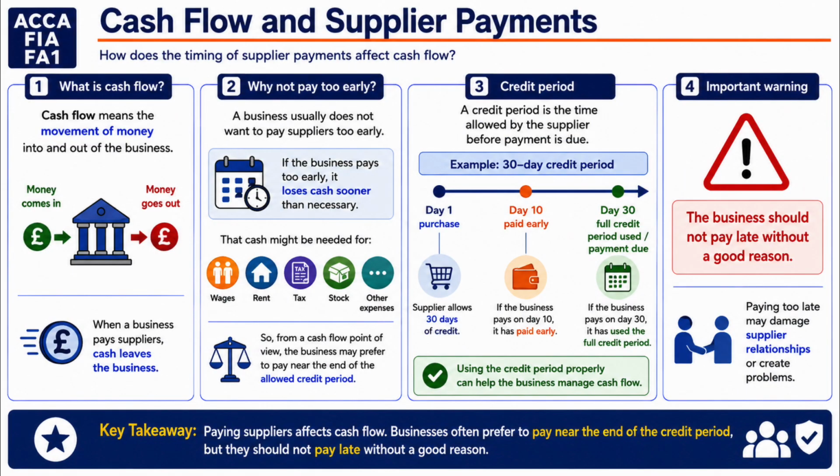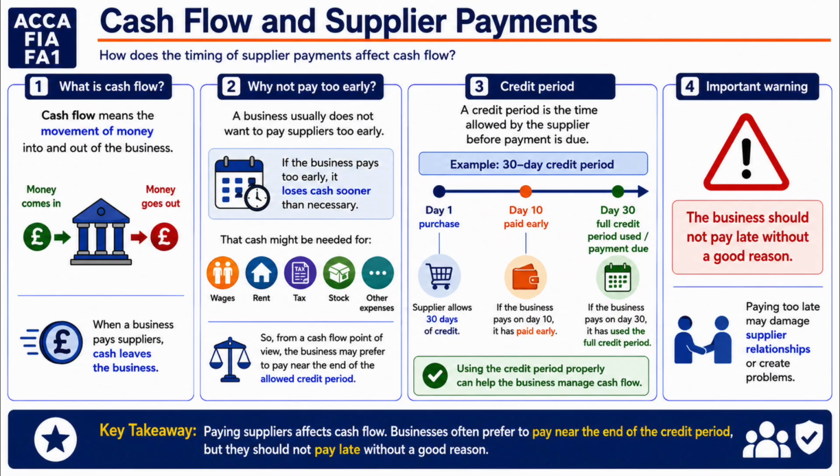Cash flow and supplier payments. Now let us discuss cash flow. Cash flow means the movement of money into and out of the business. When a business pays suppliers, cash leaves the business. So the business must manage payments carefully. A business usually does not want to pay suppliers too early. Why? Because if the business pays too early, it loses cash sooner than necessary. That cash may be needed for wages, rent, tax, stock, or other expenses.